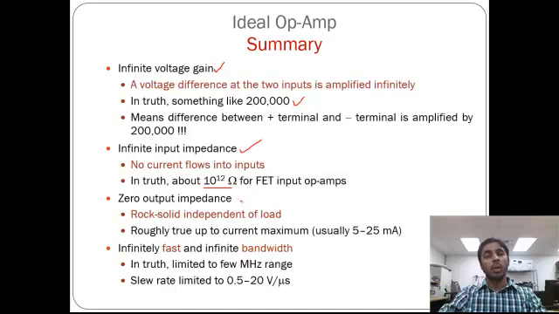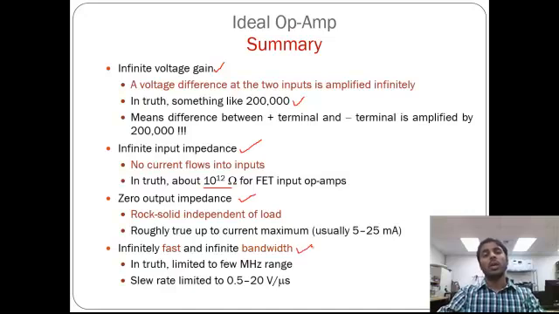So zero output impedance, so that you can supply as much current as the load wants. Ideally speaking, the op-amp should have a very low output impedance, which is 0, but practically it's going to be on the order of ohms.